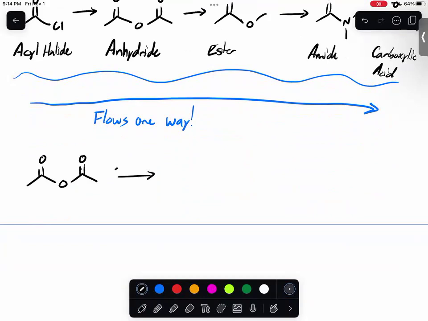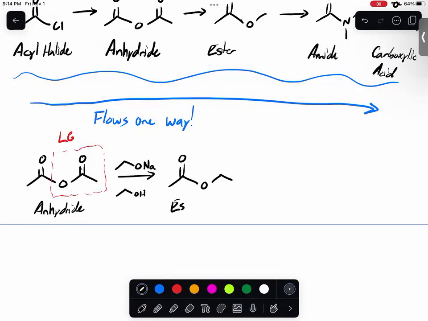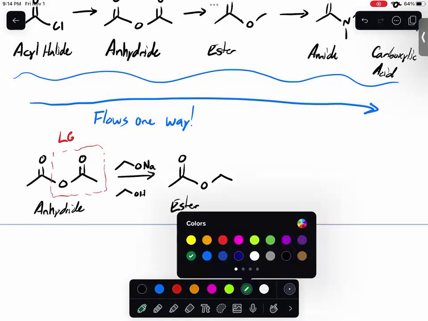Well, we would add a strong nucleophile, oxygen with an alkyl chain on it. So something like ethoxide and ethanol, you would go from an anhydride, you would do the addition to the carbonyl, and then you would kick out the leaving group, which we know is this big chunk over here. That is our leaving group. Essentially, we would end up making an ethyl ester, right? And that is good for the river's flow. This is an appropriate way to go.